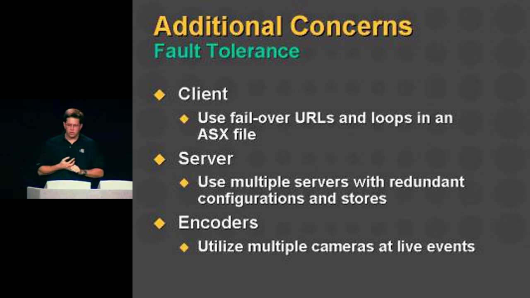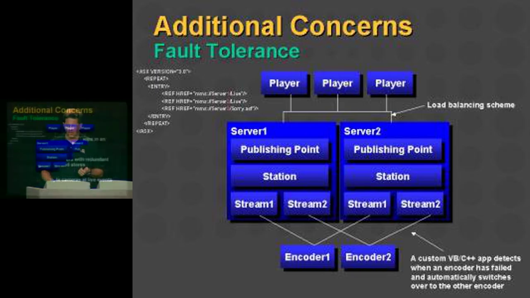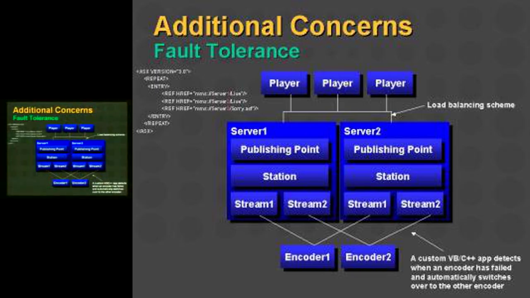On the server, multiple servers with redundant configuration stores, and for the encoder, use multiple encoders. And this is how you set it up. Look at the ASX in the upper left-hand corner there. You see a repeat going around one entry with 3 URLs, 3 different servers. The first 2 servers are the live content I'm trying to connect to, and the third is the sorry I couldn't connect.